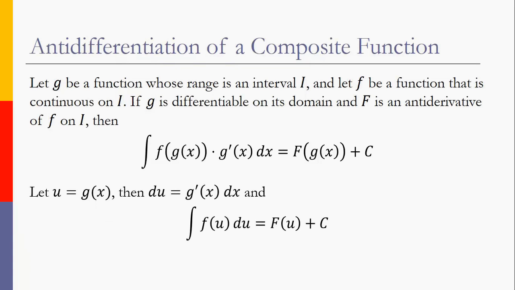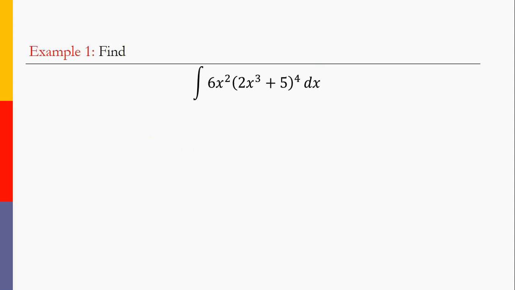If we let u equals g of x, then according to section 3.9, the differential du will equal g prime of x times dx. So we can simplify this theorem. The integral of f of u du equals capital F of u plus c. Let's take a look at an example of how we can apply this theorem, or simply the u sub, by finding the antiderivative of this indefinite integral.